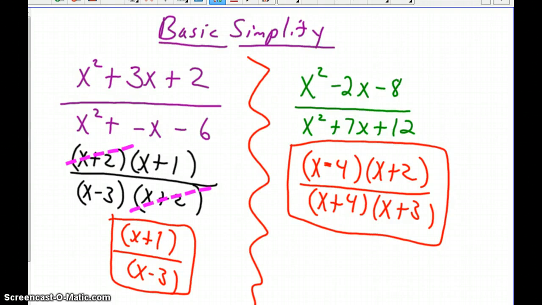There's nothing to cancel. However, let me ask you this, if it looked like this, then can you cancel? Yeah, then you could have done this, and this would have been the answer like this, right? Okay, you understand? All right, here we go.